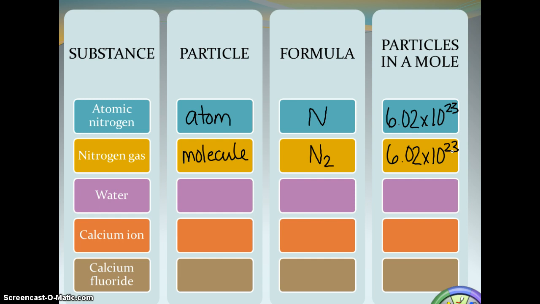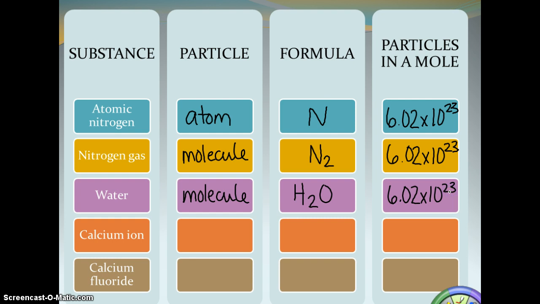Next up is water. Is water an atom, an ion, a molecule, or a formula unit? It is a molecule. And what is the formula for water? H2O. So if you have 1 mole of water, how many molecules of water are going to be there? Avogadro's number, 6.02 times 10 to the 23rd.